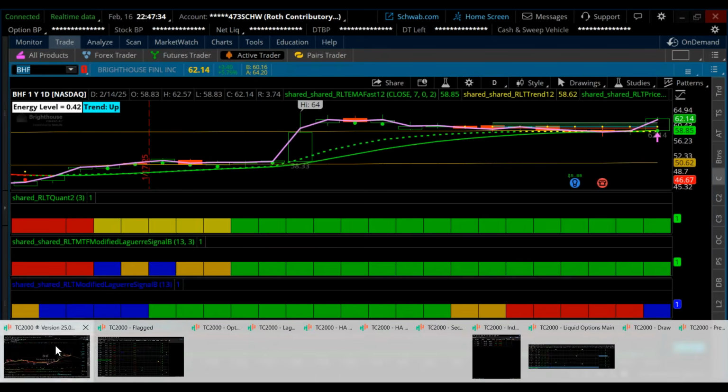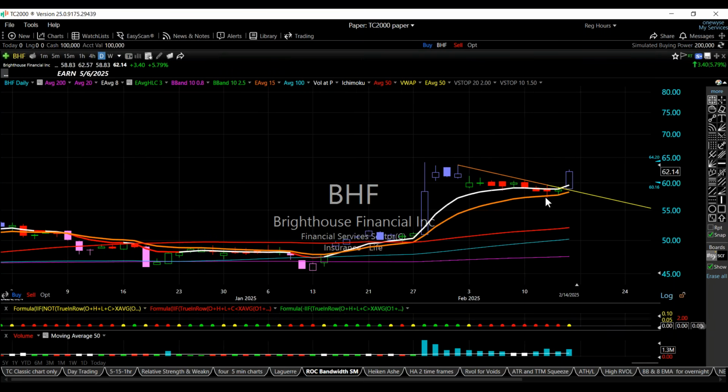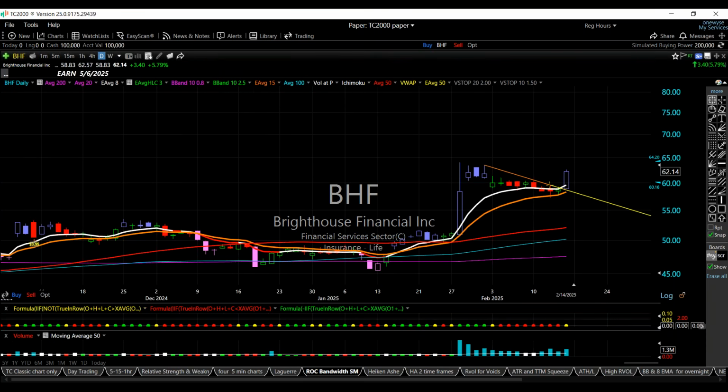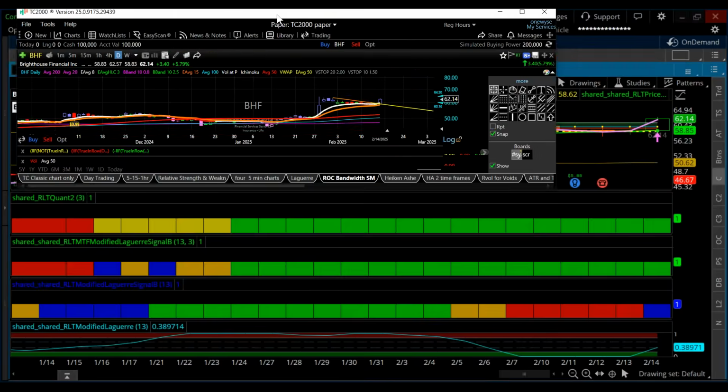Here it is. We saw that we had this big pullback because, remember, the further you get away from the 8 exponential moving average, the more likely it is the stock's either going to chop around and wait for the 8 to catch up, or it's going to pull down to the 8, which is exactly what it did. And it went to the 15 and bounced, went to the 15 and bounced, and then broke up on Friday on good volume. A beautiful setup on BHF. All right, those are the longs.